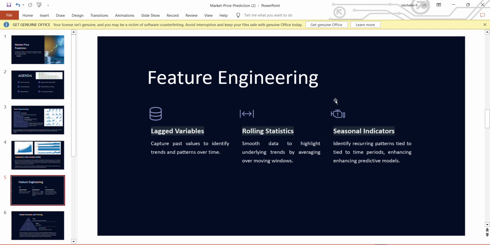And the next step includes feature engineering. To enhance the model's predictive power, we created new features. That is lagged variables: we added previous months' prices to capture temporal dependencies. Rolling statistics: we calculated rolling means and standard deviations. Seasonal indicators: we added the month as a feature to capture seasonality.